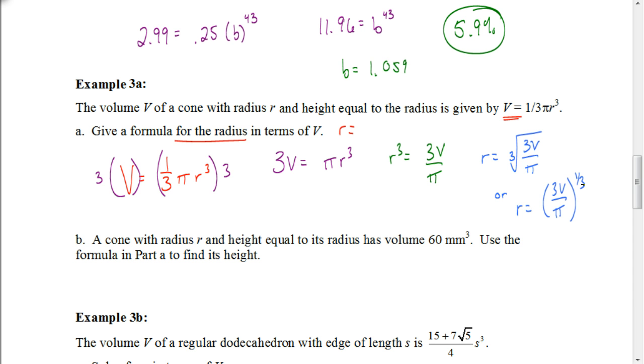And then in part B, it says a cone with radius r and a height equal to its radius has a volume of 60 cubic millimeters. Use the formula in part A to find its height. You might say, well, wait a minute. If I put a number in here for the volume, I'm getting the radius, not the height. How do I figure out the height?